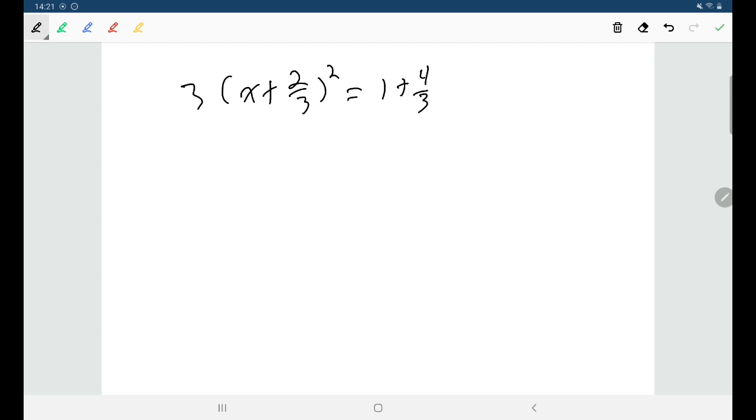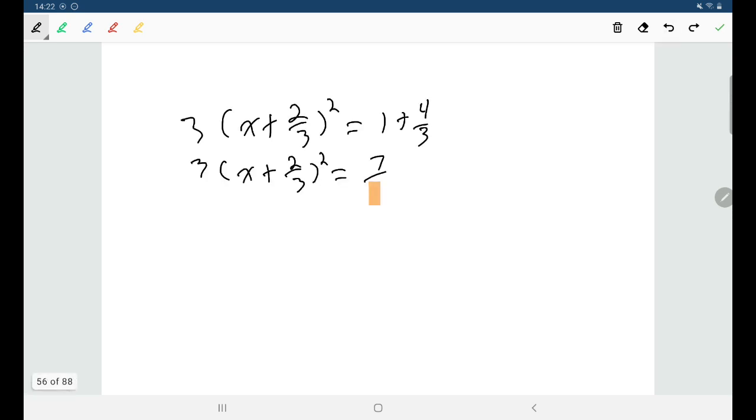And then use my calculator to find that 1 plus 4/3 is 7/3. Sorry, I got ahead of myself. I know where I'm going. So on the next step, I'm going to isolate my x by now taking the left side and the right side of the equation and dividing them by 3. So when I do that, that'll get rid of the 3 that's on the left side of the equation. And 7/3 divided by 3, that is 7/9.